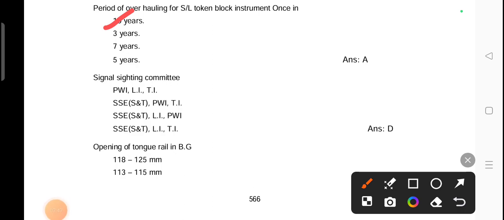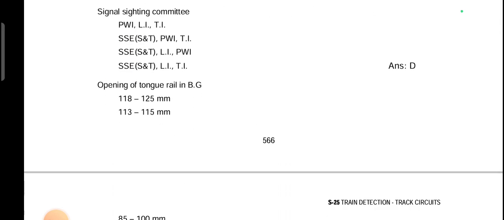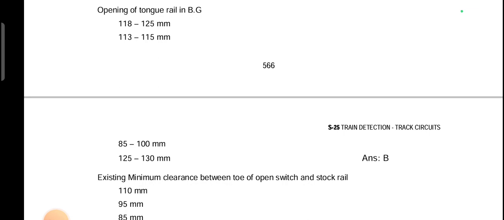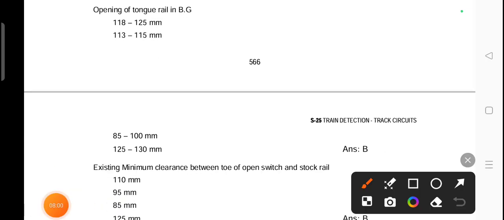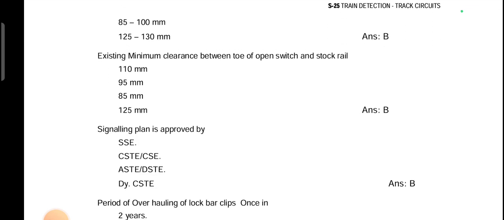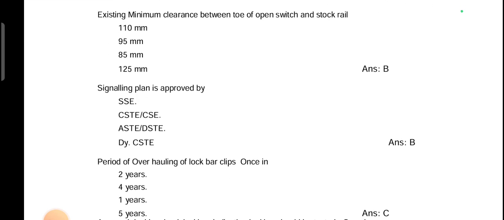Next, signal sighting committee: SNT, LI, SSE SNT, LI and TI. Next, opening of tongue rail in broad gauge: 113 to 115 mm. Existing minimum clearance between toe of open switch and stock rail: 95 mm.